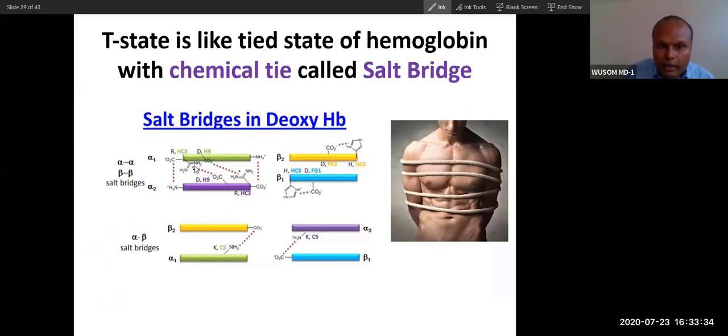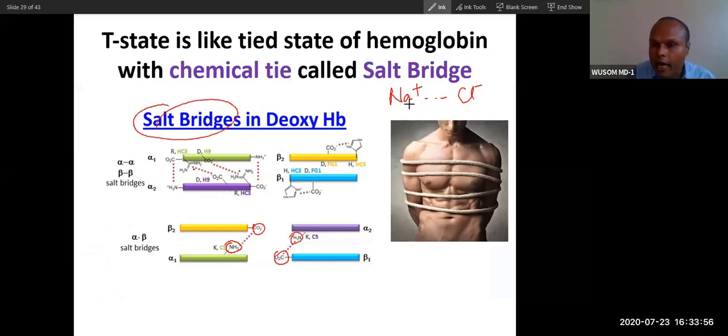Ionic bond is nothing but the interaction between the positively charged side chain of an amino acid and the negatively charged side chain of an amino acid. So you can see in inorganic chemistry, between sodium and chloride, there will be attraction. Here, the positively charged side chain will interact with the negatively charged side chain, positive with negative. That is called a salt bridge.